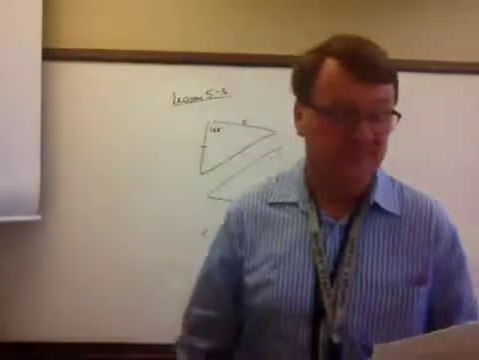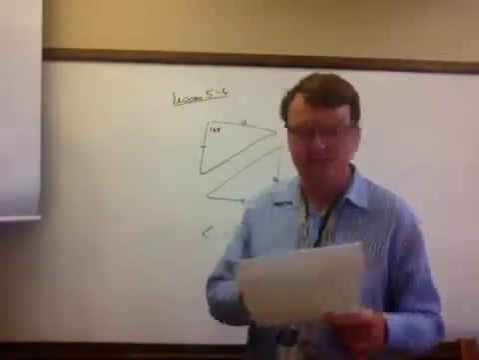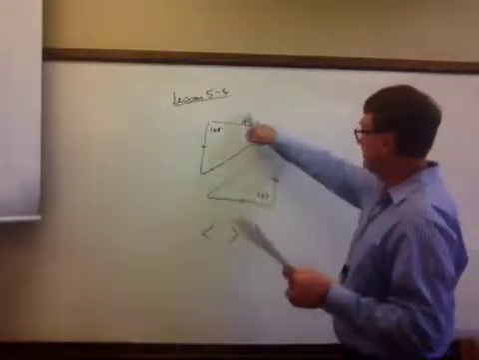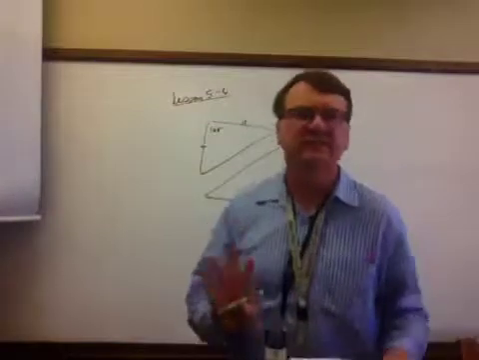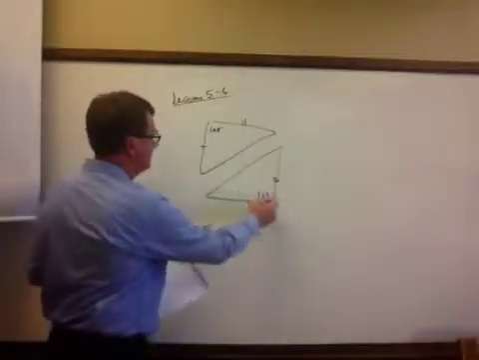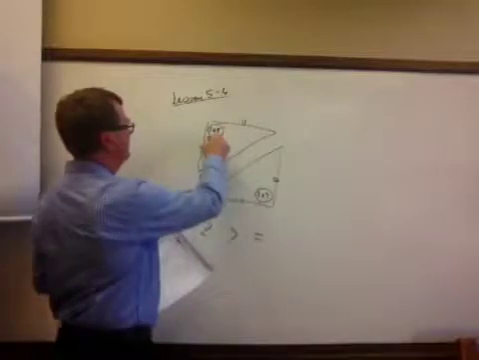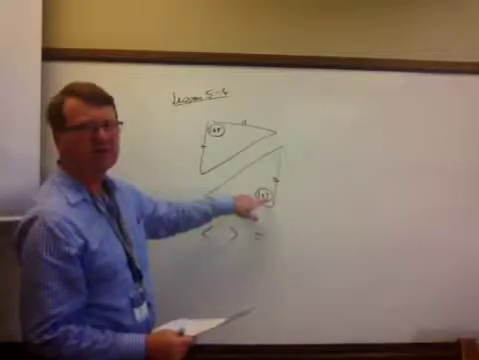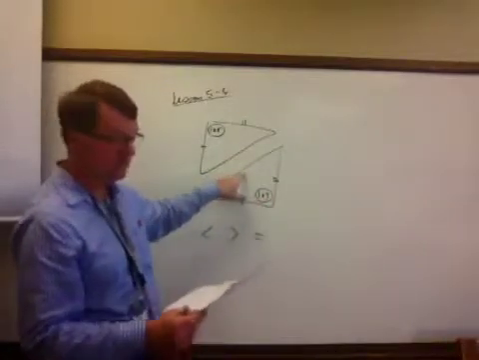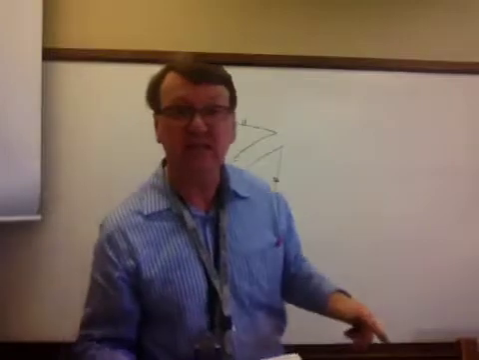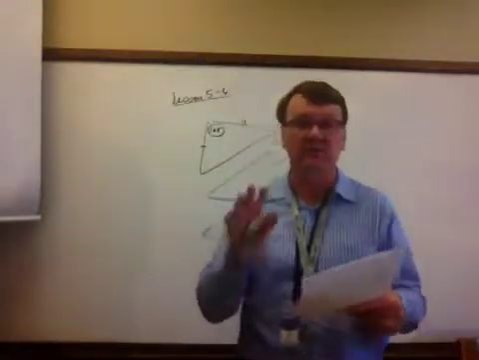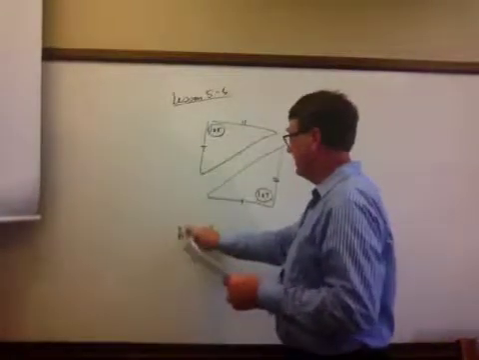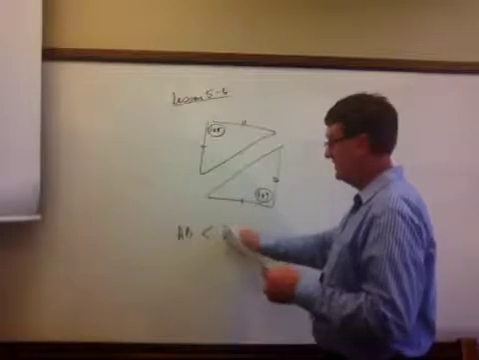AB compared to DE. Well, AC and DF are the same. BC and EF are the same. All it is is this: if this angle is in between, and it's bigger than this one, and these outsides are the same, if this is the larger angle, then this is the larger side. DE has to be bigger than AB. To say that the way the paper has it, you'd put less than. AB is less than DE.